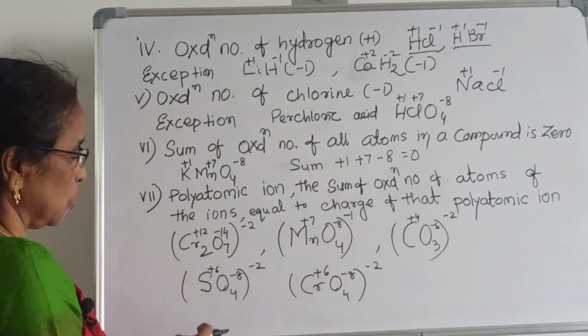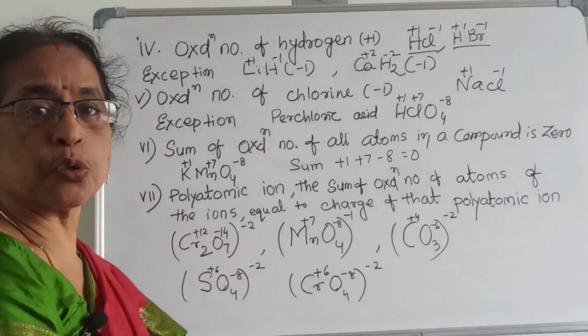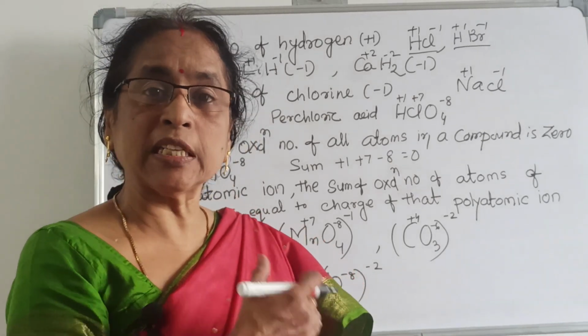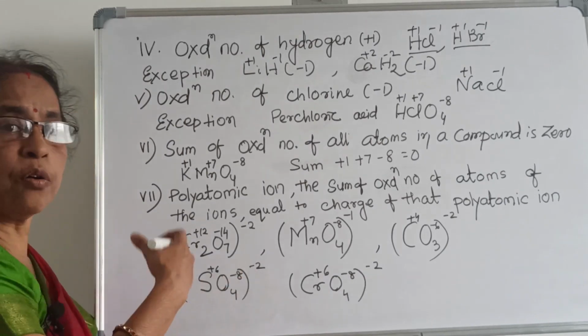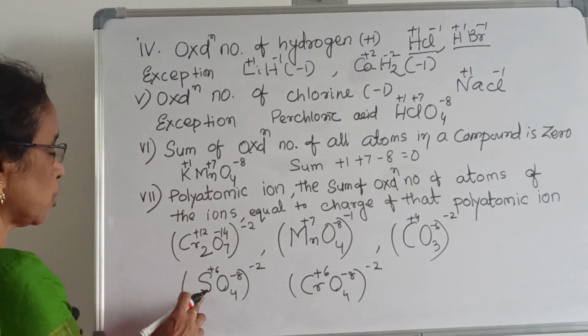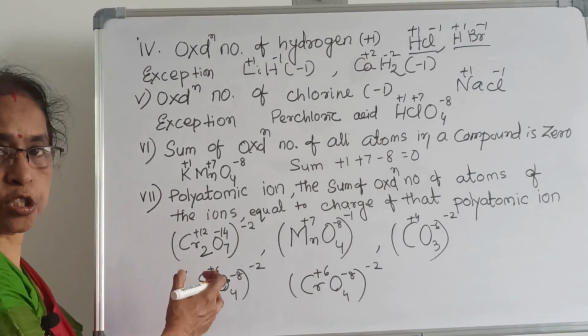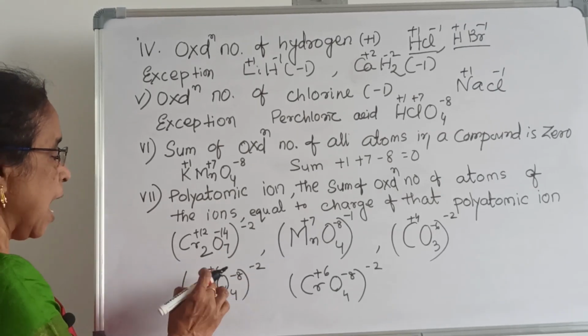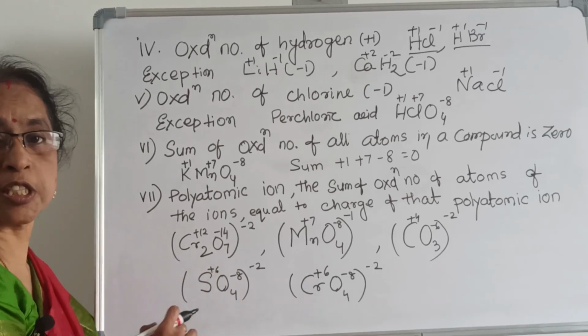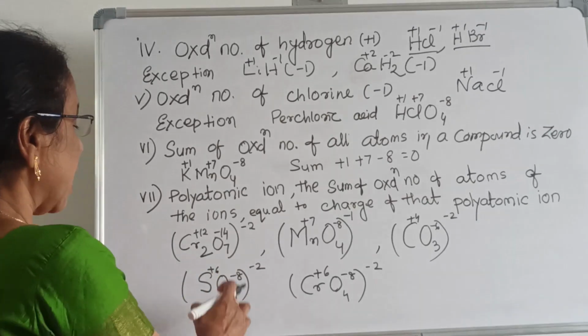Similarly, SO4. What is SO4? That is sulfate. What is the oxidation number of SO4? That is minus 2. How can you get minus 2? Because sulfur has oxidation number plus 6. Oxygen is minus 2 into 4, minus 8. And you sum up the minus 8 plus 6, that becomes minus 2.